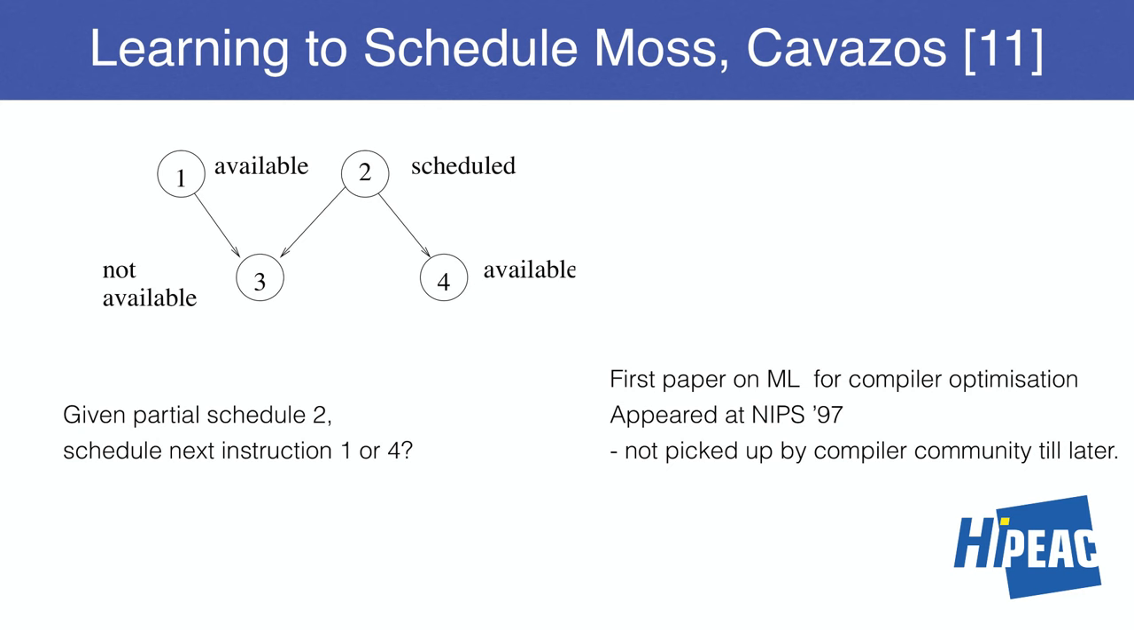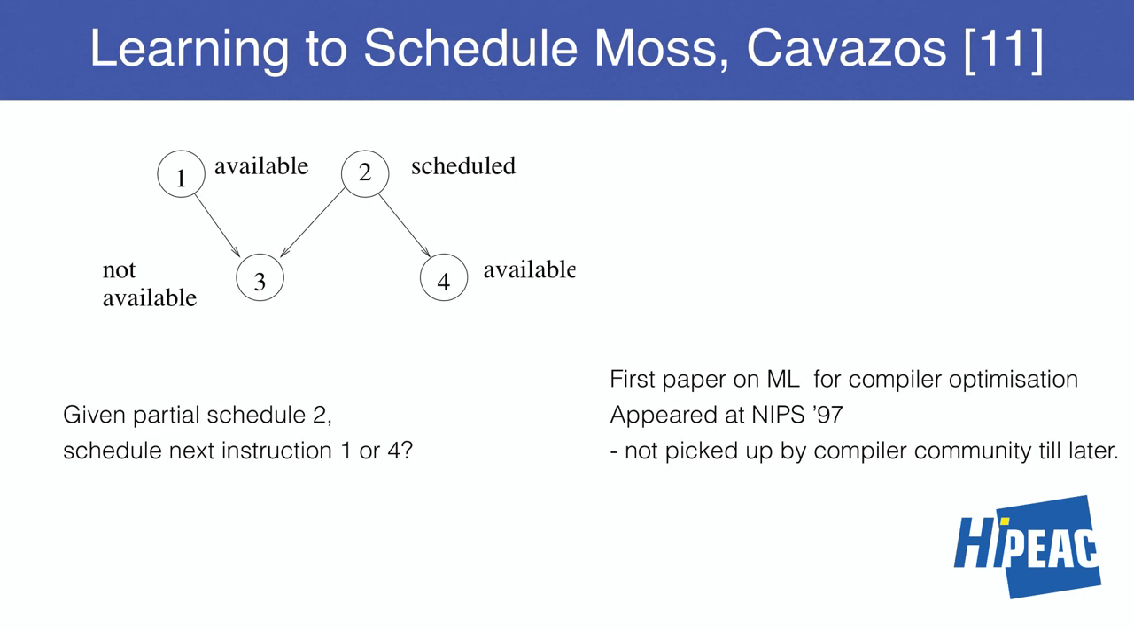Okay, so this is the very first paper in the area, on learning how to schedule instructions. It appeared in NIPS in 1997. So this is a machine learning paper that came before the earlier search-based technology in compilers, before even the algorithmic searching. This really pioneering paper didn't get taken up by the community until later, and the reason is we weren't looking at those problems back then. Two years later, this was hot stuff.